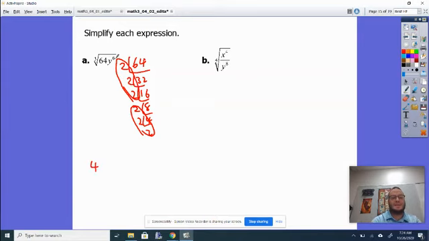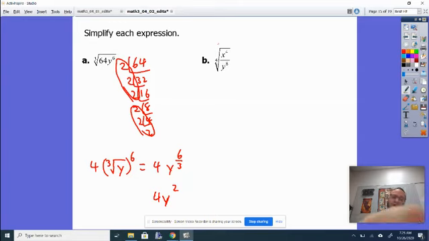Now this y to the 6, remember we can rewrite that as cube root of y to the 6, and I can bring that 6 out, which then means I can rewrite that as 4y to the 6 over 3, or 4y squared. Okay, for this top one. And another way to think about that is I have 6 y's, and I need to bring them out in pairs. Well, I had 6 2's here, right?